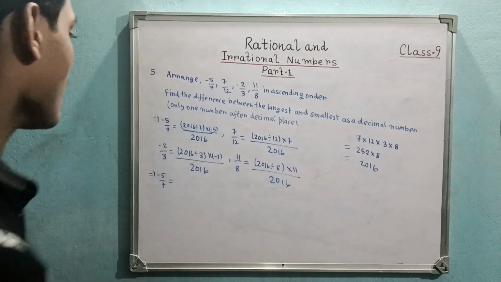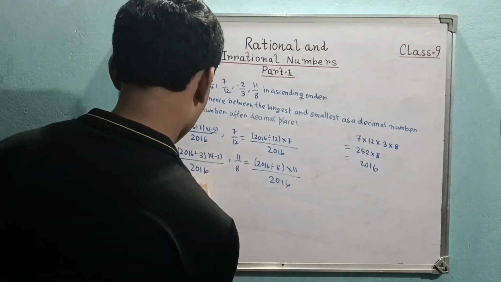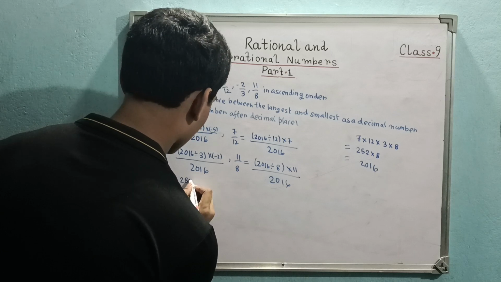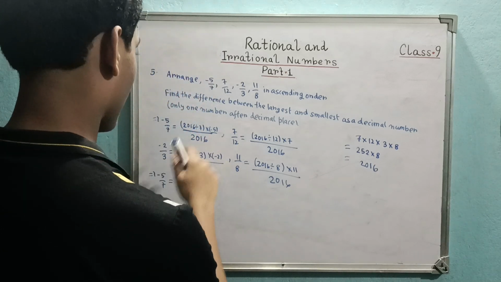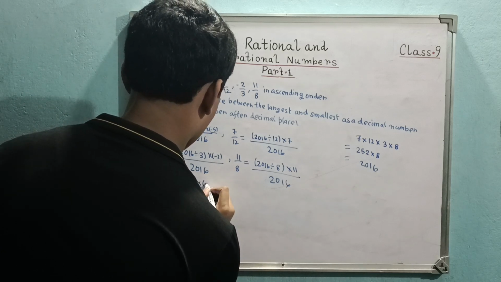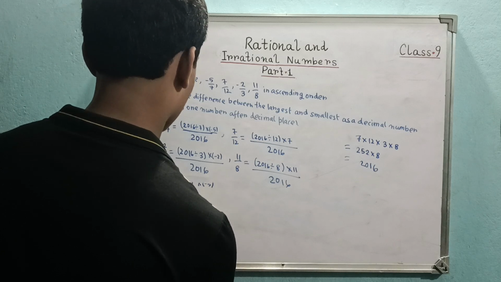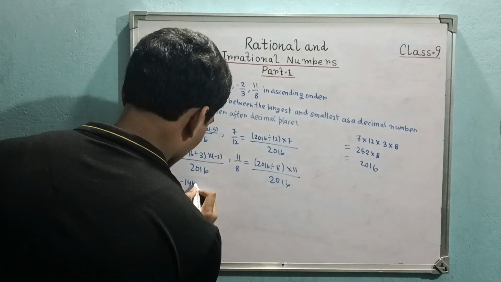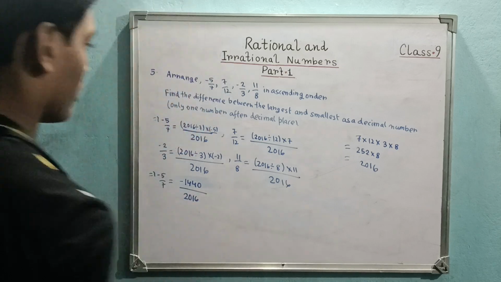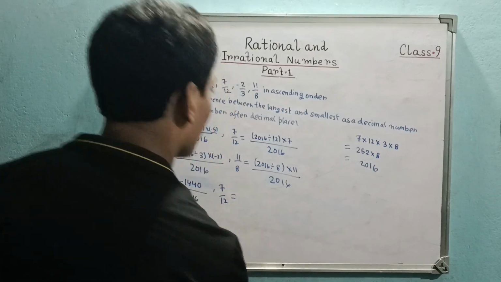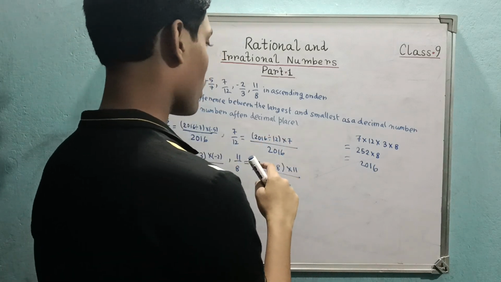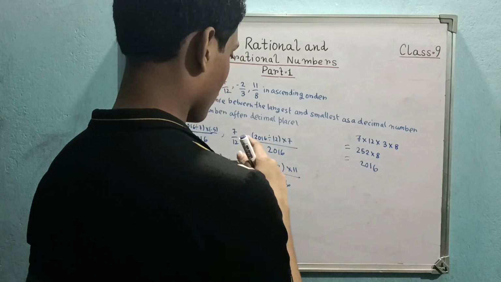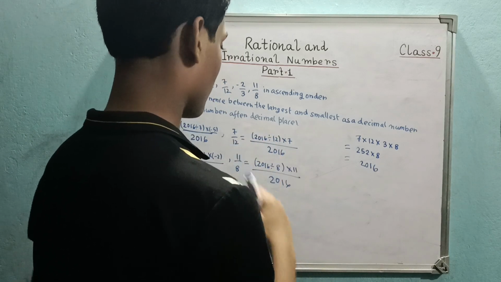Okay. So now minus 5 by 7. 2016 by 7 is 288. Into minus 5. Okay, I'm writing directly. So 288 into minus 5 is minus 1440 divided by 2016. Got it. 7 by 12, what is it? 2016 by 12 is 168.